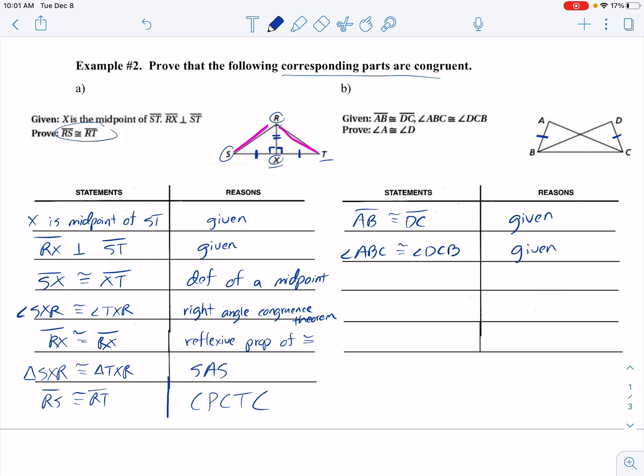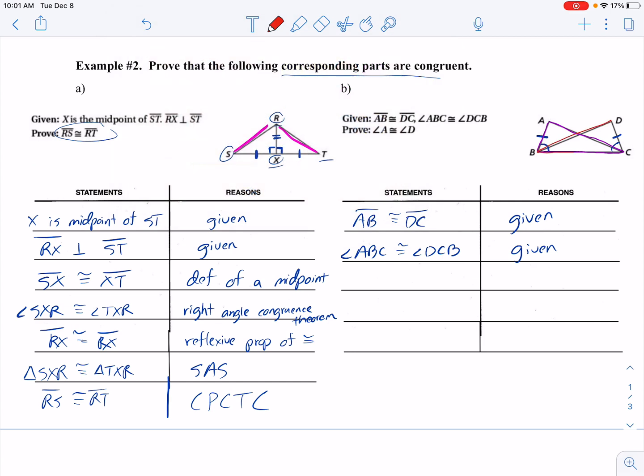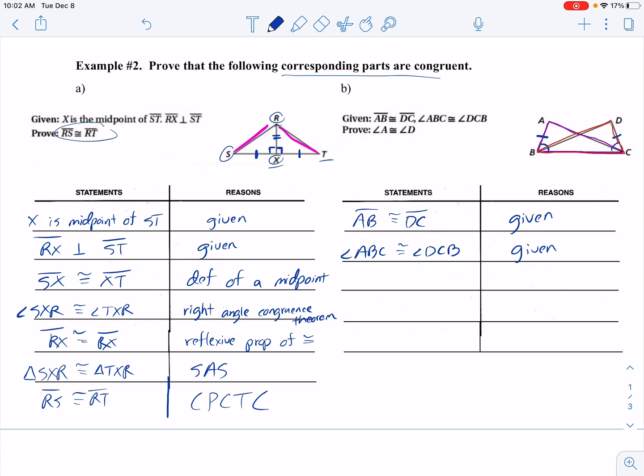Also given, let's mark that ABC, DCB. We're trying to prove that A is congruent to D. So what you want to do first is prove these two triangles are congruent, the purple one and the red one. And then we can state that the corresponding part is congruent. But go ahead and prove those two triangles are congruent first using one of your congruence postulates or theorems. Finish up B on your own.